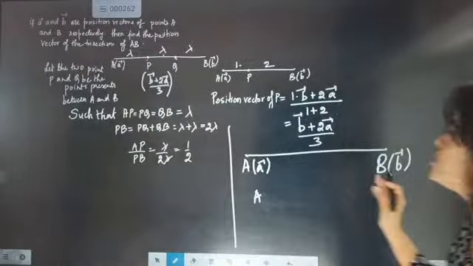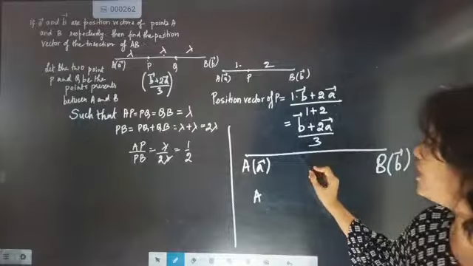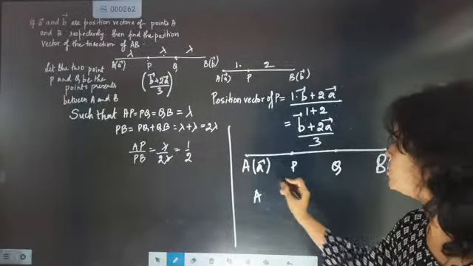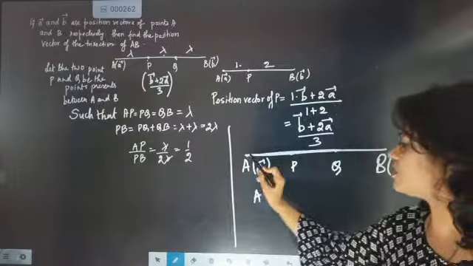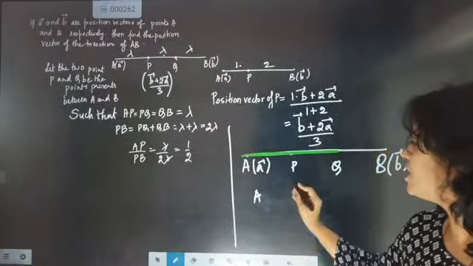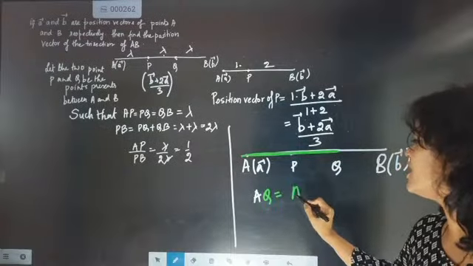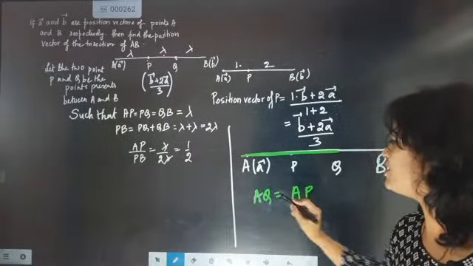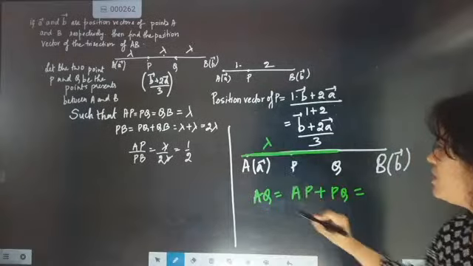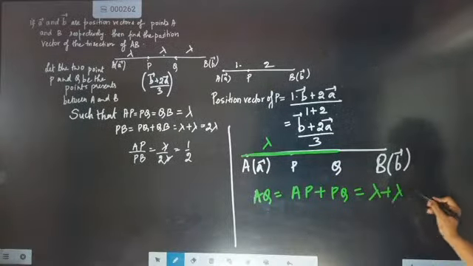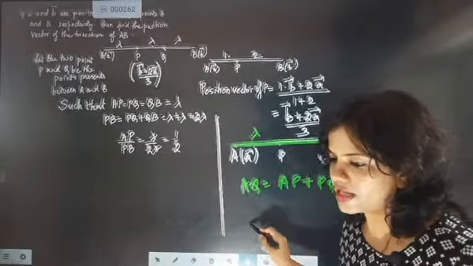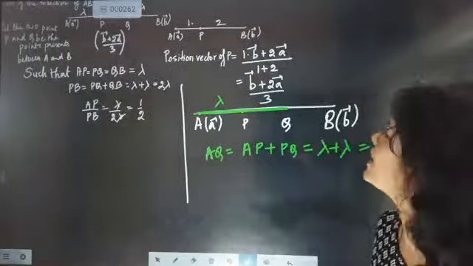So to get the position vector of Q, here P point is there and here Q is there. Now what is the ratio? You have to find AQ first. You have to find AQ here, this one, Mahesh. So AQ can be written as AP plus PQ. Now AP is nothing but lambda and PQ is also lambda. So AQ is coming as 2 lambda.